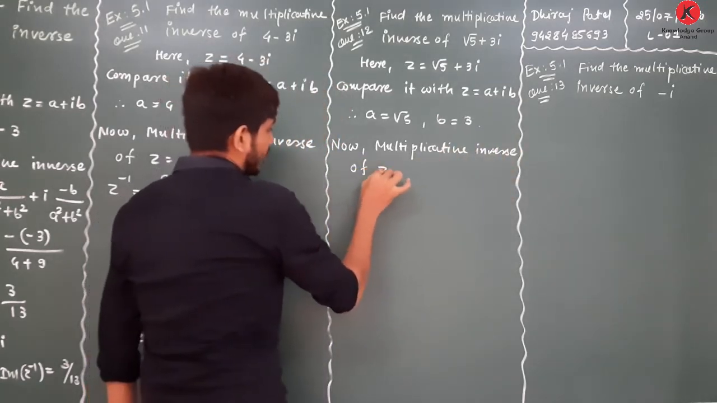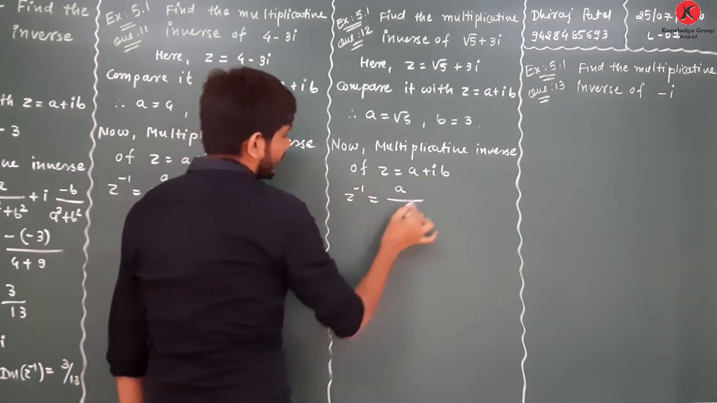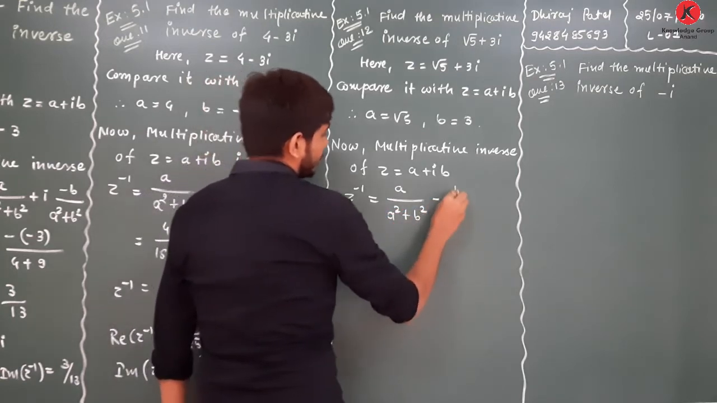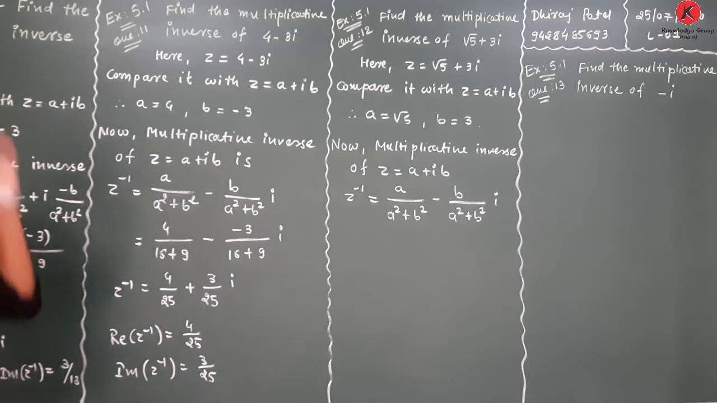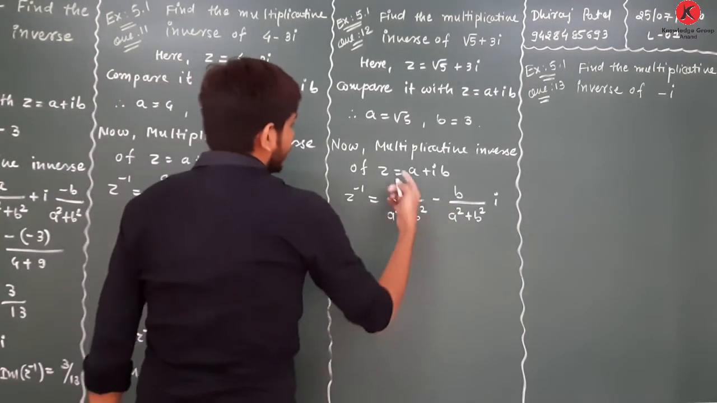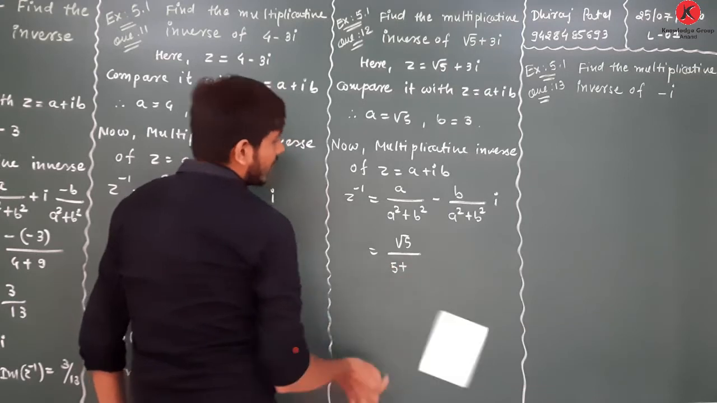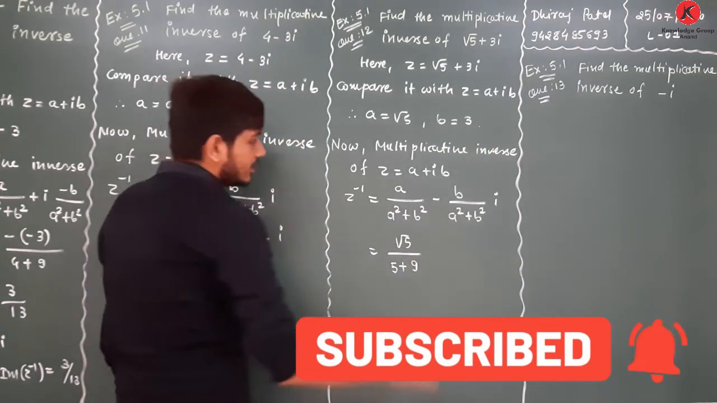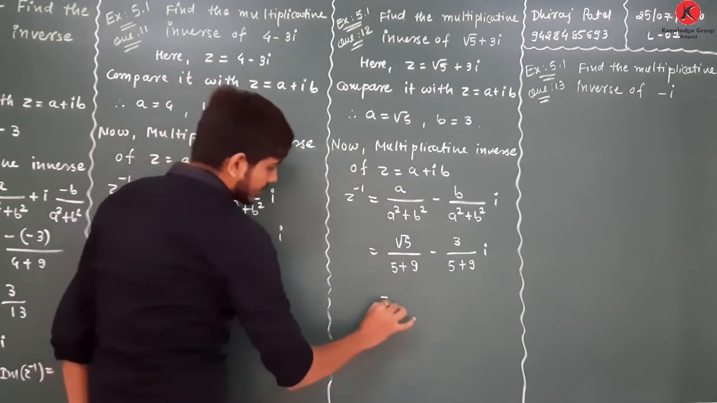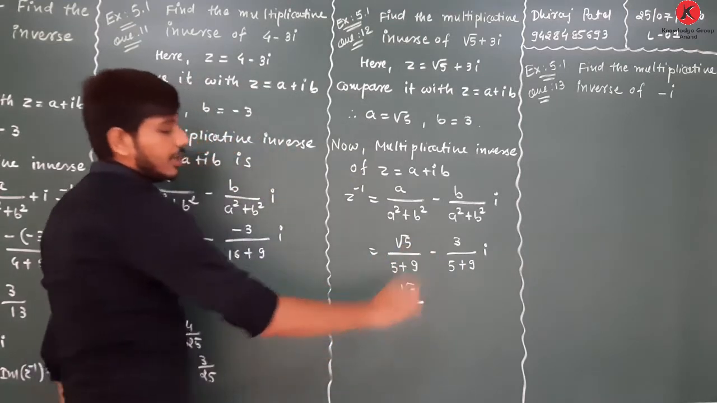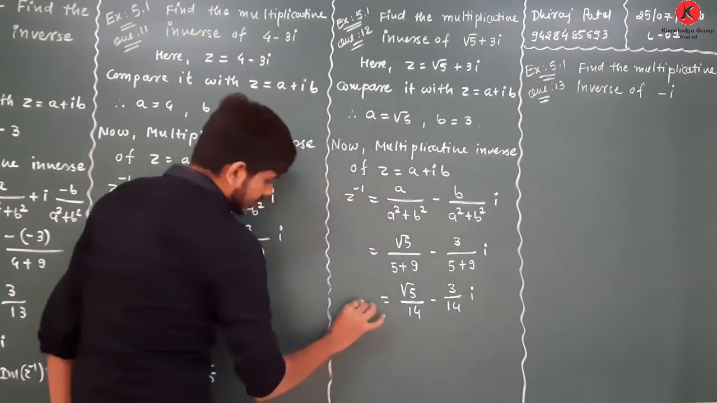Of z equals to a plus ib, which is given as z inverse equals to the formula a upon a square plus b square minus b upon a square plus b square into i. Now put the value of a and b. Therefore we are getting √5 divided by a square, √5 square means 5, plus b square 3 square 9, minus 3 upon 5 plus 9 into i. Simplify this thing. We are getting √5 divided by 5 plus 9, 14, minus 3 by 14i. This is your z inverse.